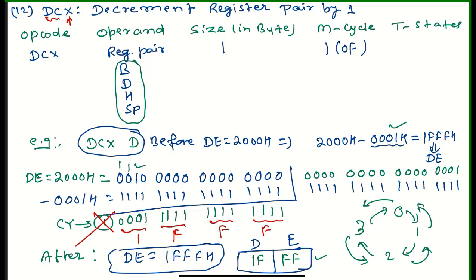And as I explained for INX, here also for DCX, the opcode fetch operation will take 6 T states. This is a very important point for INX and DCX. Remember this: for INX and DCX, the opcode fetch operation requires 6 T states, because it is 16 bits of addition or subtraction. That is the reason it requires somewhat more time compared to DCR. In DCR we saw it was taking 4 T states for the opcode fetch, but in the case of DCX it is taking 6 T states.